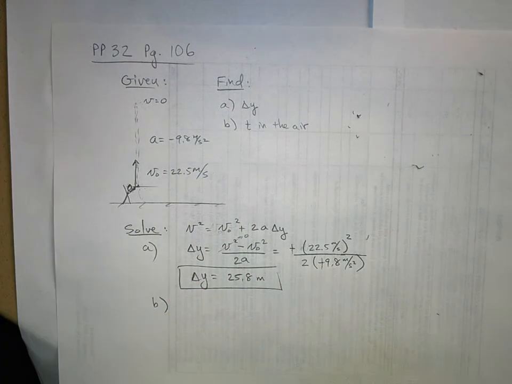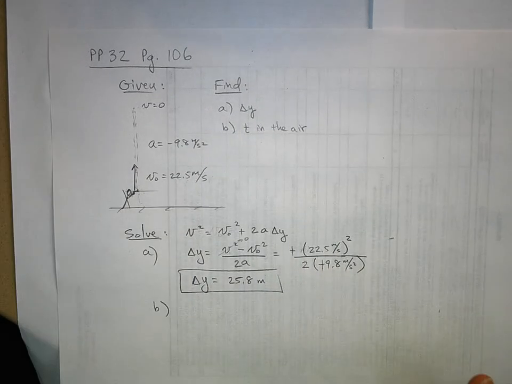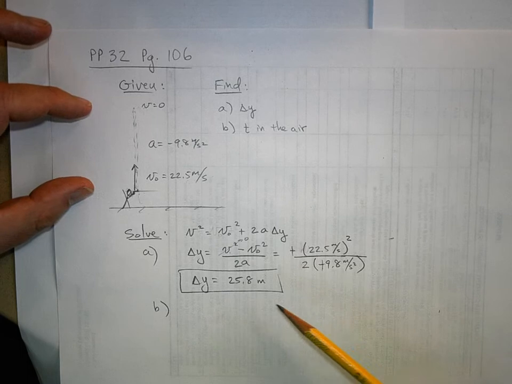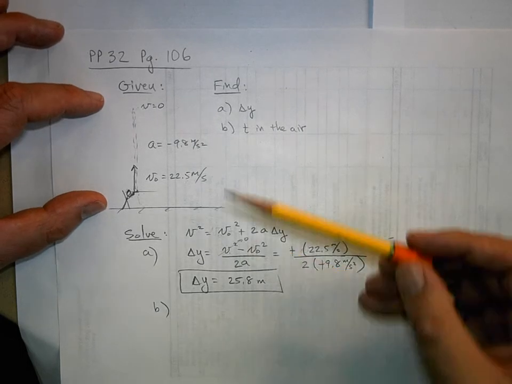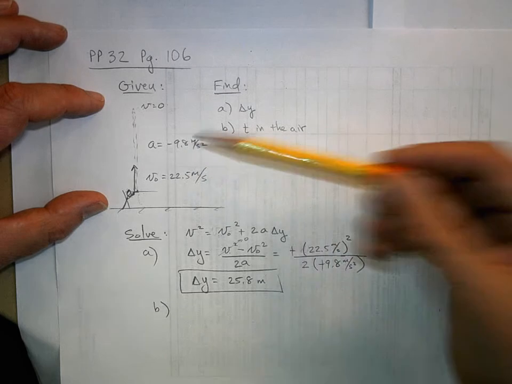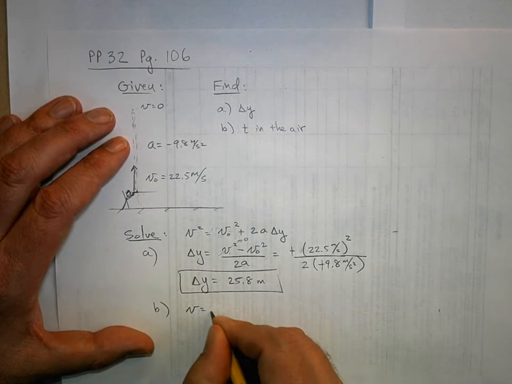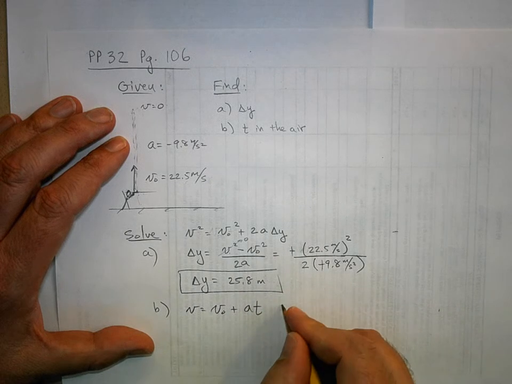Now, here's what the book is implying here. Now that we know what delta y is, we can solve for time here as well, and we don't need this value for delta y to solve for time because I know final velocity, initial velocity, acceleration, and I want to solve time, so I'm going to use the first kinematic equation and then solve for time.